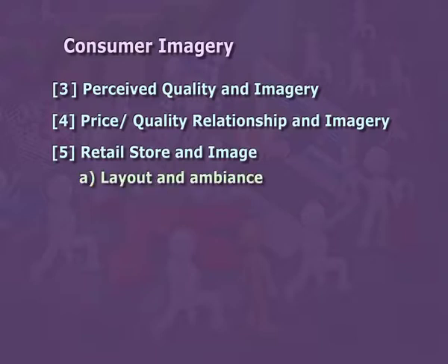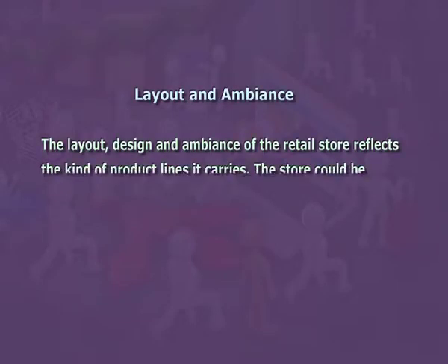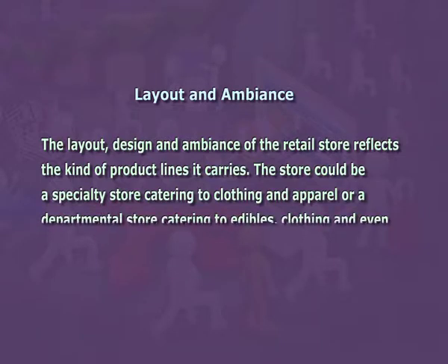Point number A, layout and ambience. The layout, design and ambience of the retail store reflects the kind of product lines it carries. The store could be a specialty store catering to clothing and apparel, or a departmental store catering to edibles, clothing and even durables. The design and ambience would vary considerably across the two kinds of stores. Compared to layout, ambience has a greater impact on consumer perception.